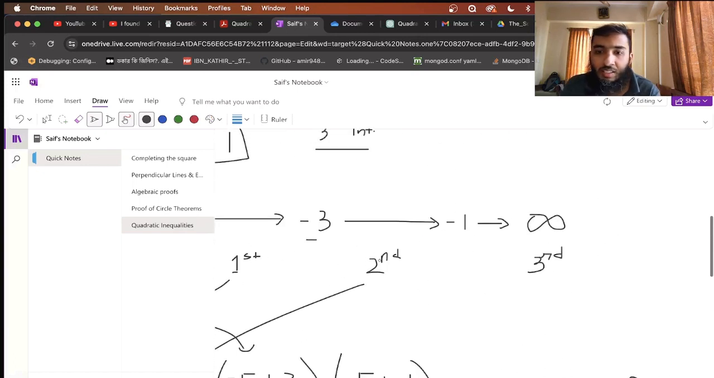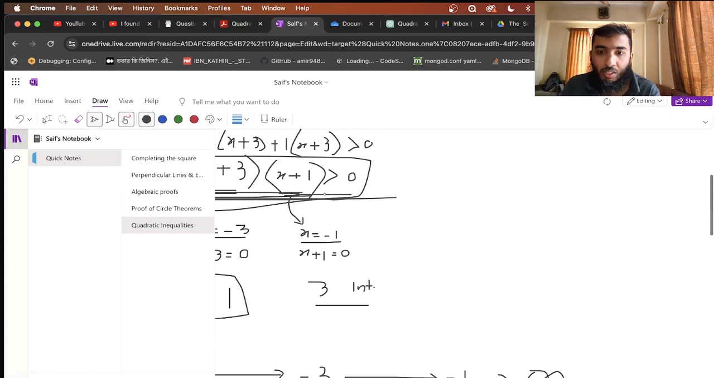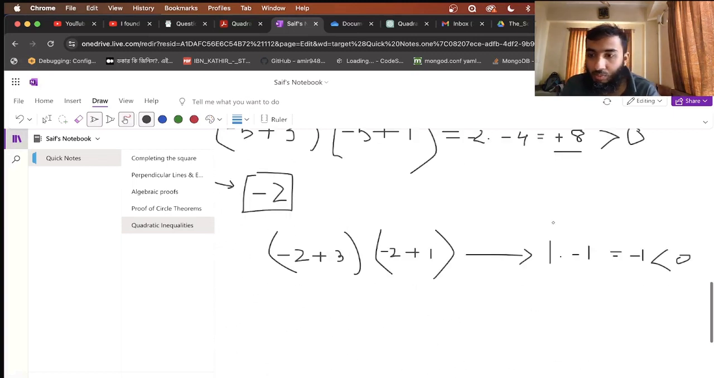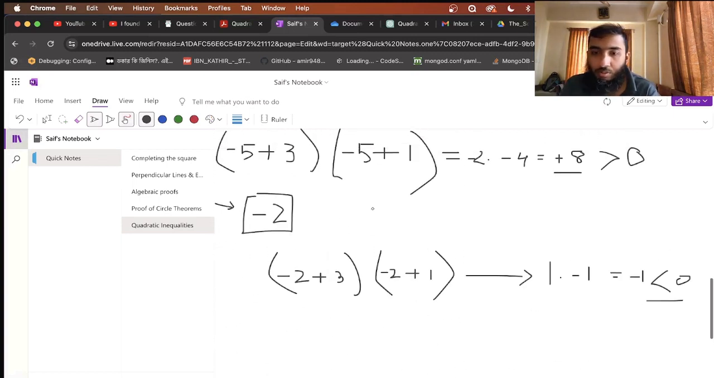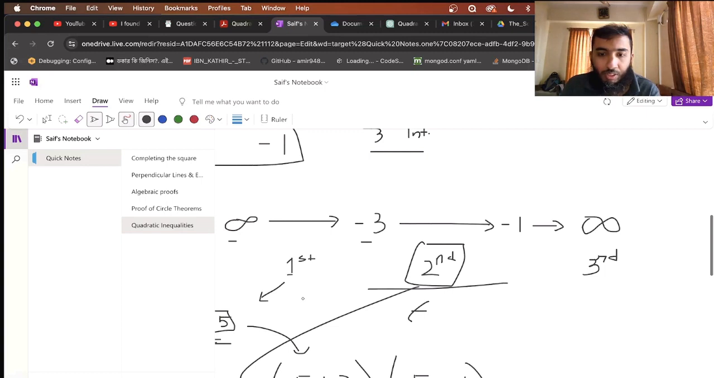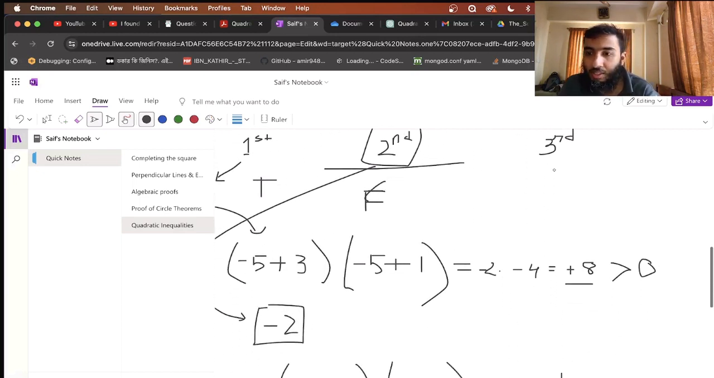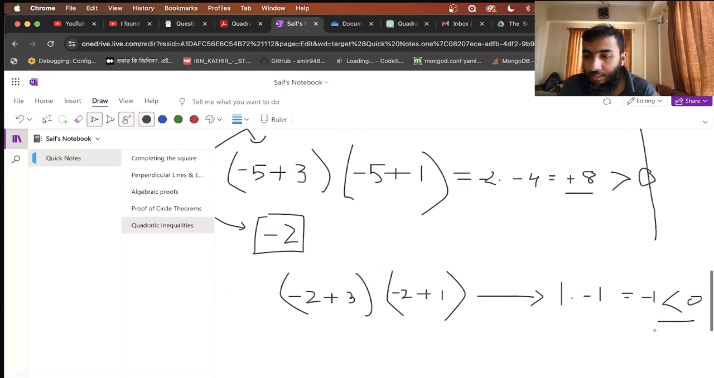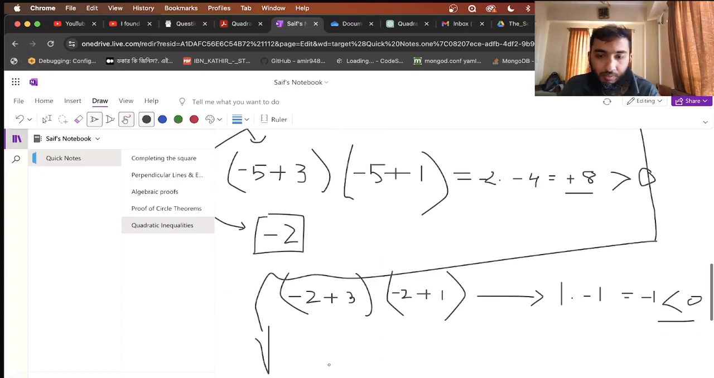So for the second interval, it doesn't solve the equation because the equation demands greater than 0, but we get a value less than 0. So the second interval is false. For the first interval it was true. For the second interval it was false if we used a value from the second interval. Now let's take a value from the third interval.